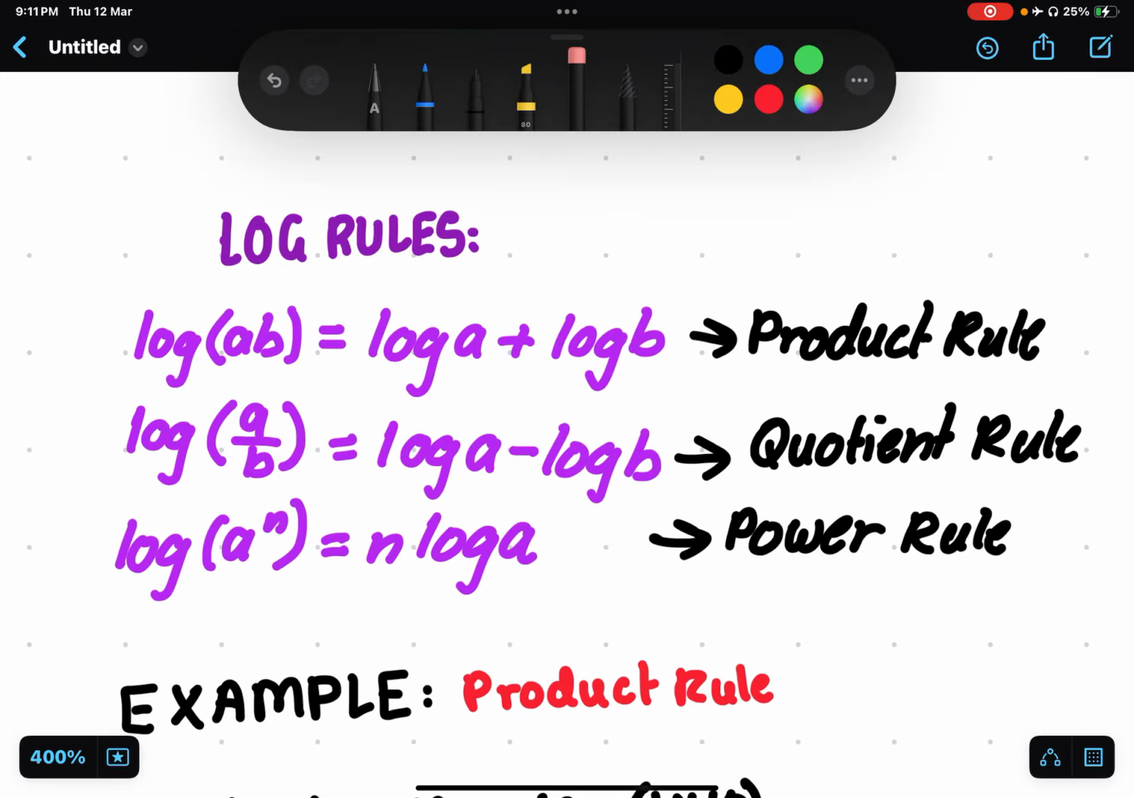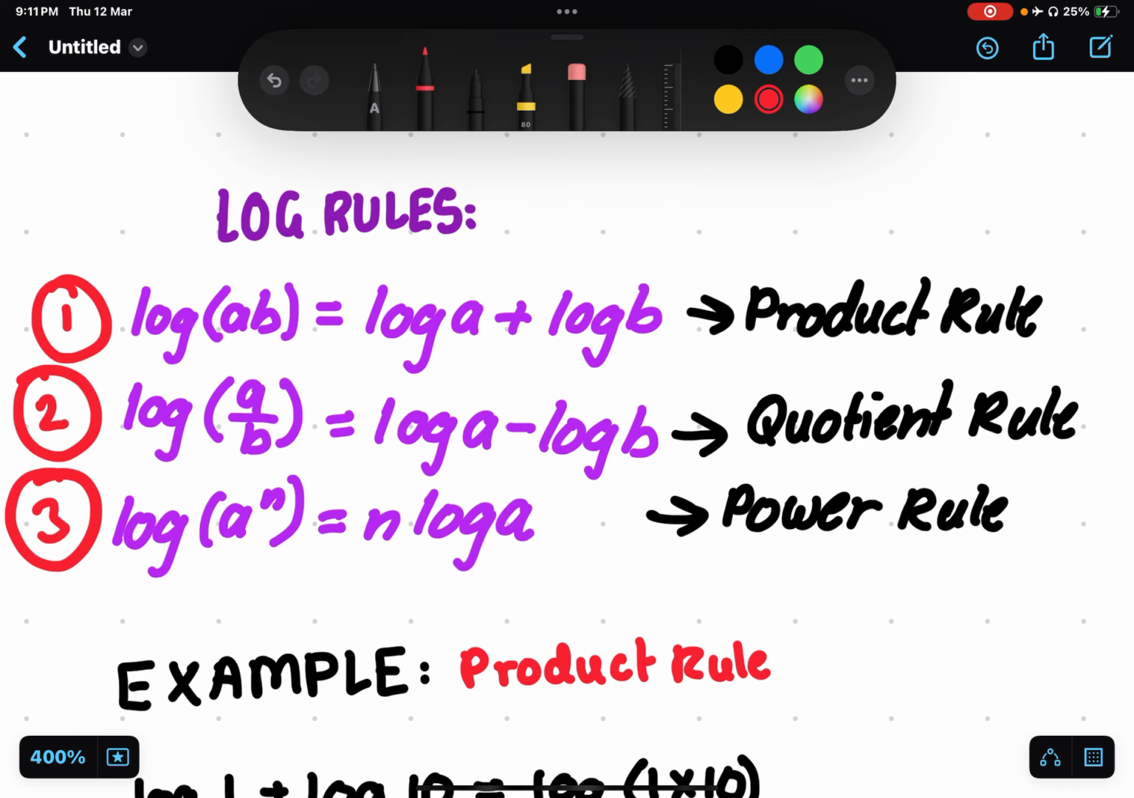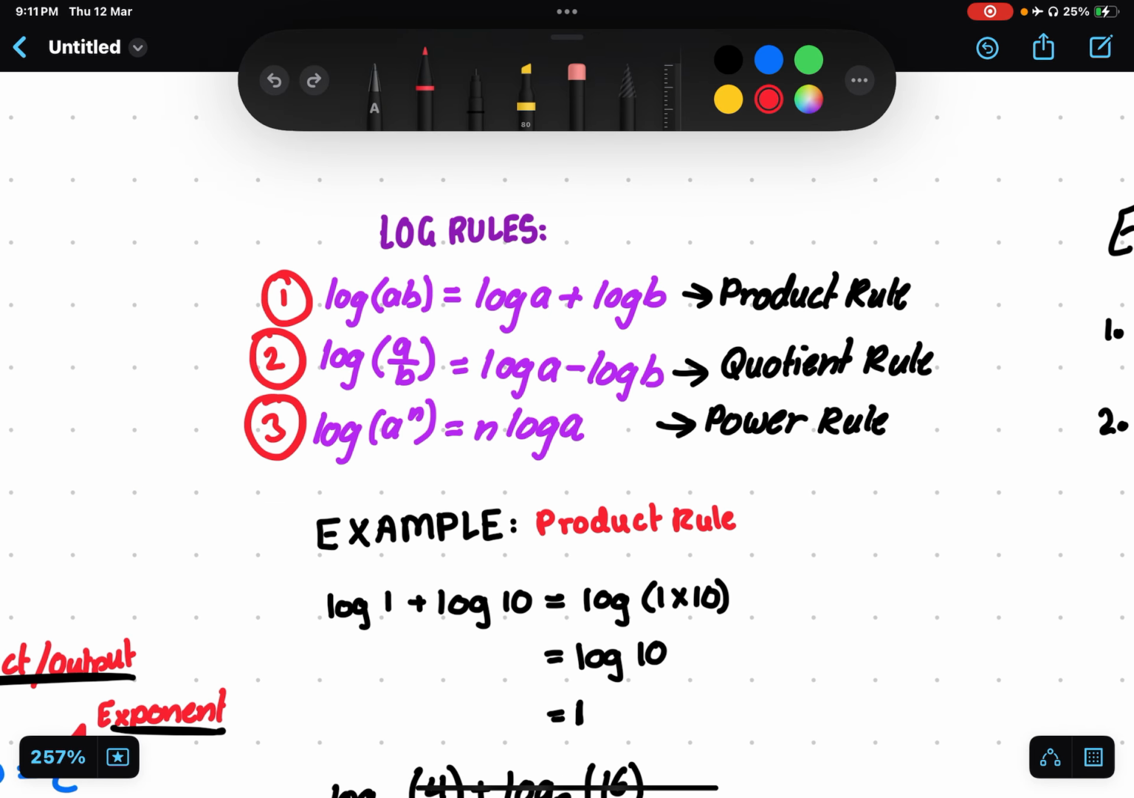So what are log rules? There are 3 log rules that I think are really important to know. The first one is called the product rule. That states that if you've got log base anything and in brackets you've got AB, log A plus log B is what that means. So basically, log AB is equal to log A plus log B. So you can split it up. That's a log rule, called the product rule.